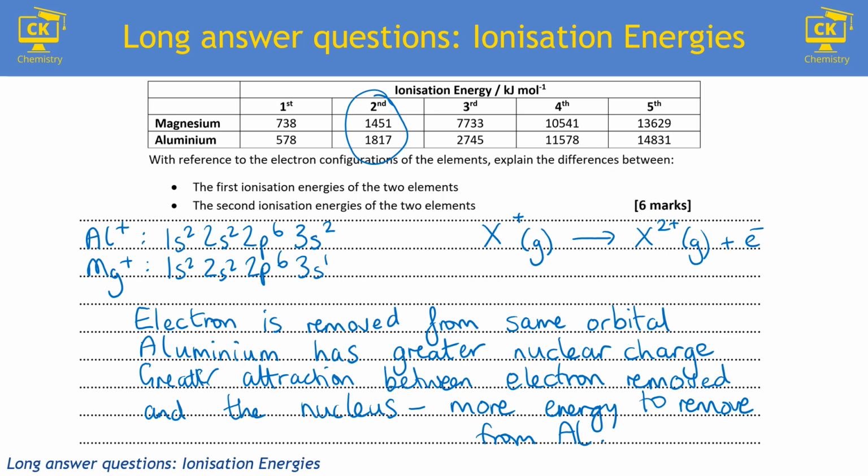That's what you've got to do in all of these questions. Make sure you're comparing what stays the same, so same orbital, or in the previous case the same row, the same shell. What's different? In this case nuclear charge, in the other case a different subshell, and therefore what effect that has on the attraction between the nucleus and the electron that you're removing.